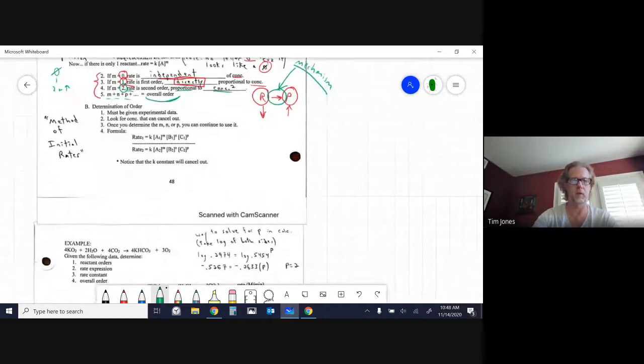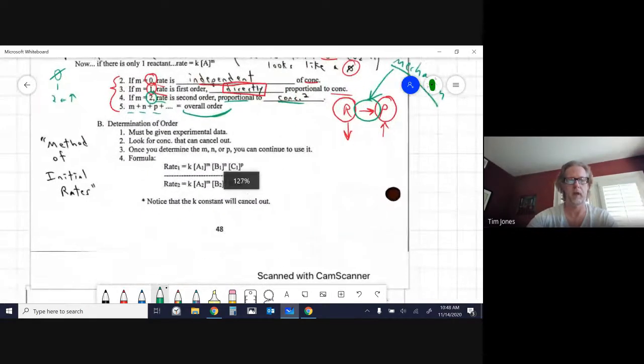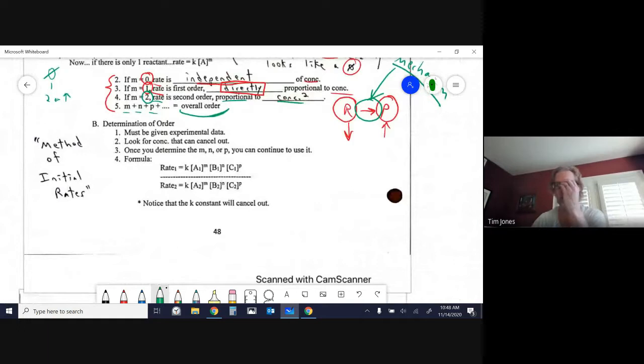The first way that we're going to take a look at how to determine the order of a reactant, or how to determine the entire rate expression, which includes the order, is this one here. It's called the method of initial rates. And what it requires you to do is you have to get a bunch of experimental data. You take your reaction of interest and you run it, and you see how fast it goes at certain concentrations.